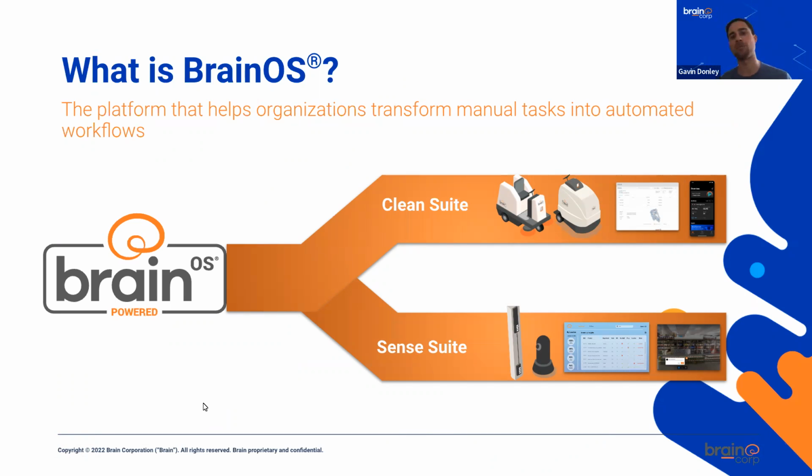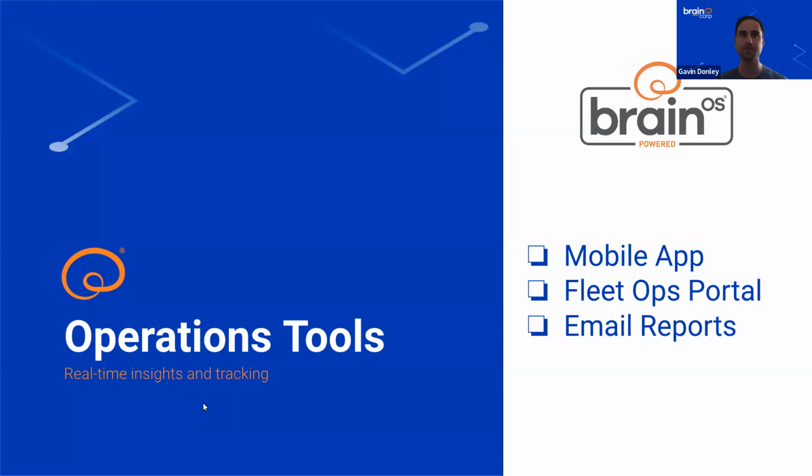With this platform, we package our solutions into different suites: the Clean Suite and the Sense Suite. When you purchase an autonomous scrubber or an autonomous vacuum powered by BrainOS with the Clean Suite, you're getting autonomy, flexible mapping, performance services, and operations tools. Today we're going to go through some of these operations tools. With the Sense Suite, you get added inventory management and site management. Again, customers can leverage these suites to help automate their workflows.